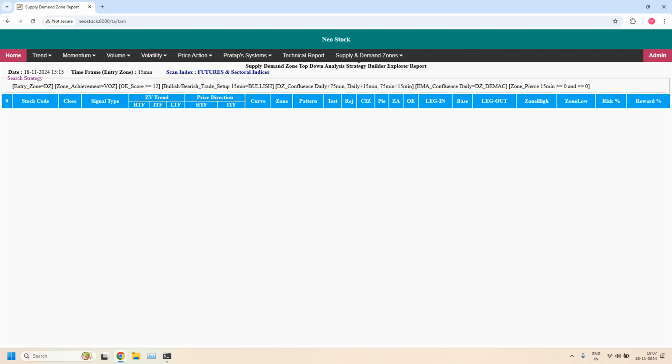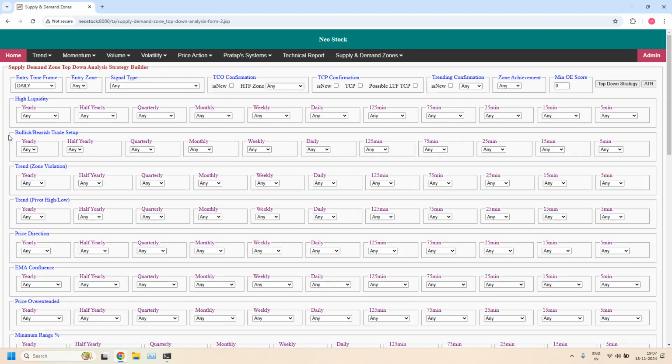Okay, next, the bearish trade setup for daily income trade. Entry time frame is 15 minutes. Entry zone is a supply zone. In bullish or bearish trade setup, for the 15 minutes entry time frame, I am selecting bearish.